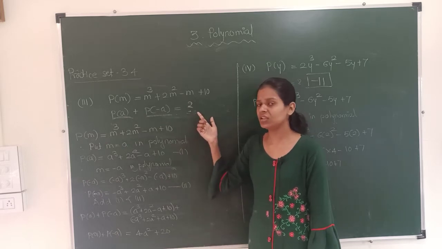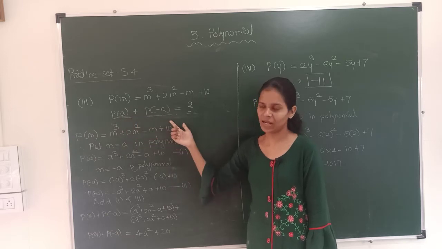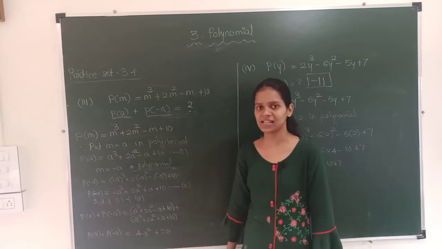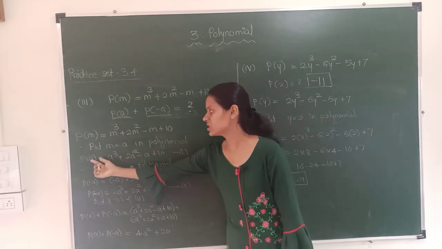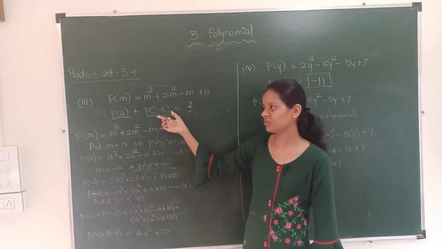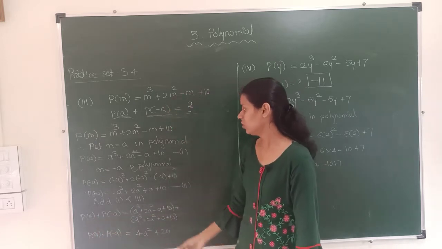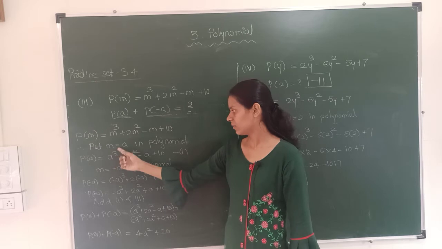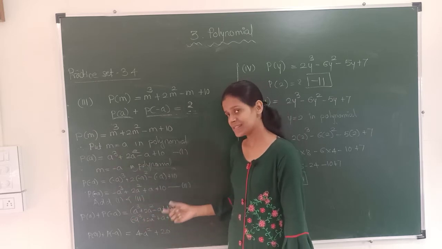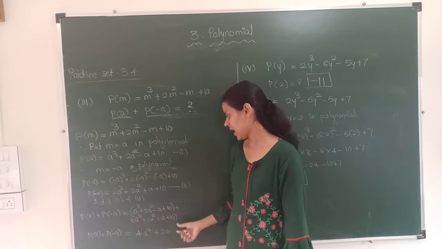Now what we want in the solution is the addition of both the polynomials, P of A plus P of minus A. So the next step will be to add equation number first and second. Equation first is polynomial P of A, and equation second is polynomial P of minus A. That's what we want. So P of A plus P of minus A is equal to first polynomial A raised to 3 plus 2a square minus A plus 10, plus second polynomial, which is minus A raised to 3 plus 2a raised to 2 plus A and plus 10.